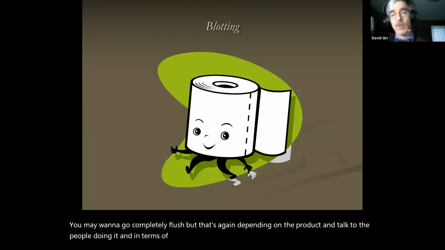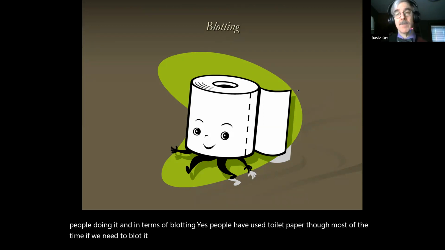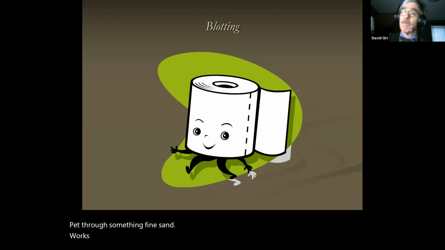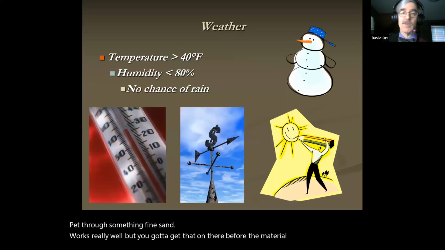Yes, people have used toilet paper, though most of the time, if we need to blot it because we're worried about traffic, especially foot traffic or bicycles or pets or something, fine sand works really well. But you've got to get that on there before the material breaks, just like we'll talk about with wearing courses.